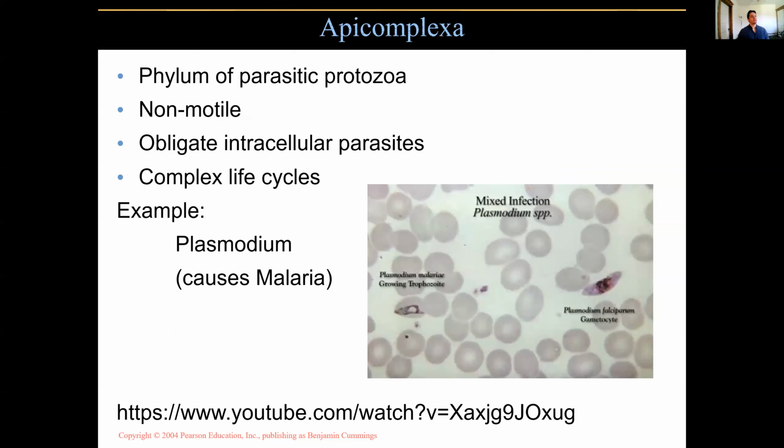Then something else is the Apicomplexa, which is a phylum of parasitic protozoa. The one characteristic about them that really stands out is that they are completely non-motile and that they are obligate intracellular parasites that have very complex life cycles. An example of this would be Plasmodium, which causes malaria, a big problem where I'm from. It's definitely worth checking out the YouTube video and reading up about their life cycle.